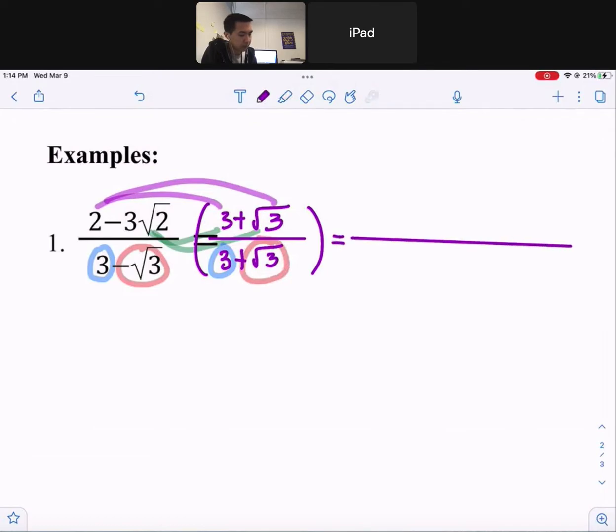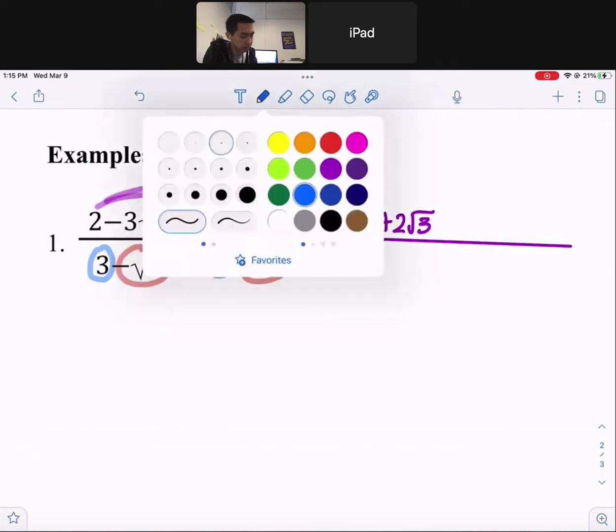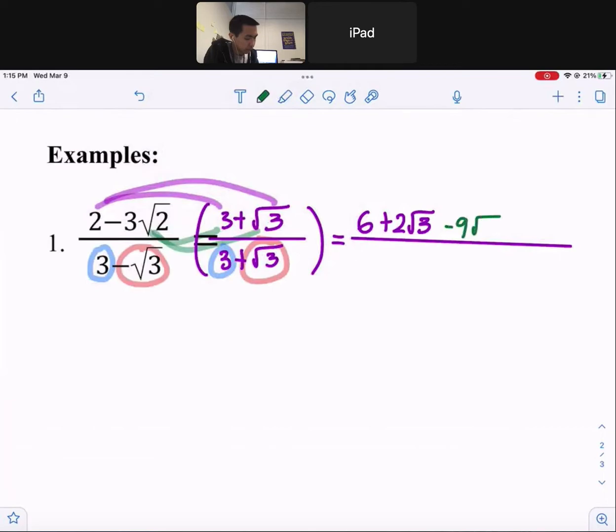So, one step at a time. 2 times 3 is 6. 2 times rad 3. Now remember, this is a number, a whole number. That's a radical, right? So you can't mix those up. So it's just going to be 2 rad 3. Negative 3 rad 2 times 3, you guys. That's negative 9 radical 2. Negative 3 rad 2 times rad 3, you guys. Actually, I'll color coordinate this for you guys so you guys can see it better. Negative 9 rad 2. And we get negative 3 radical 6.